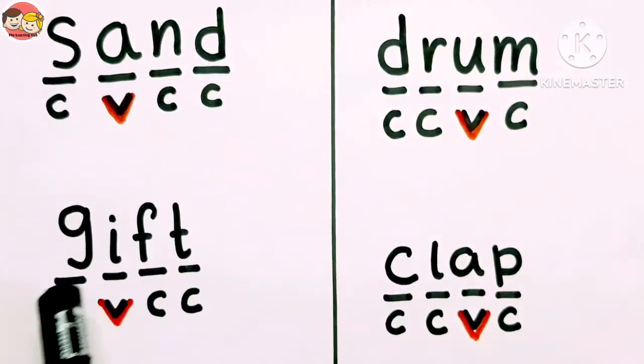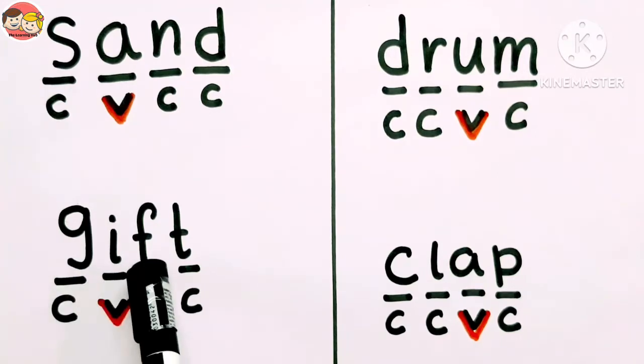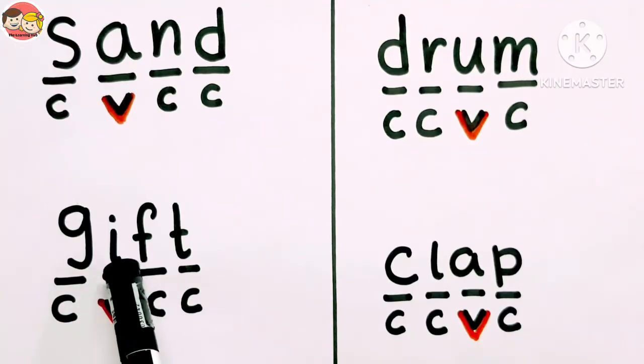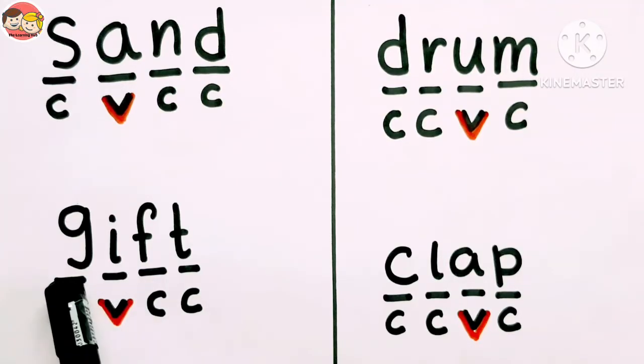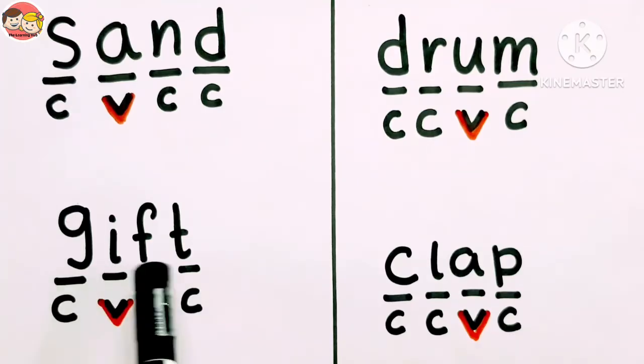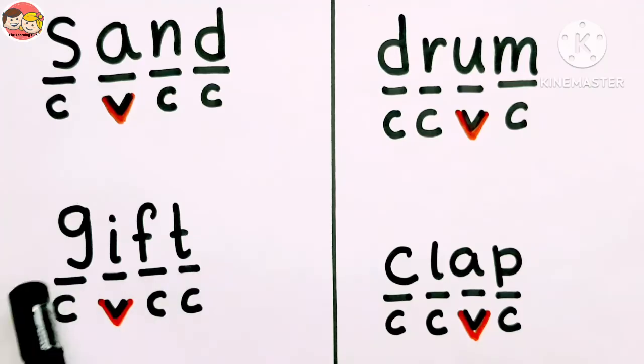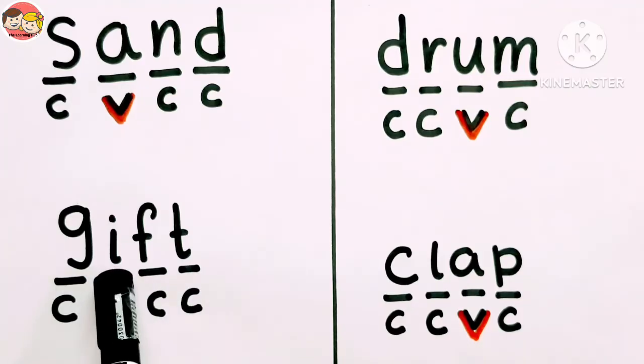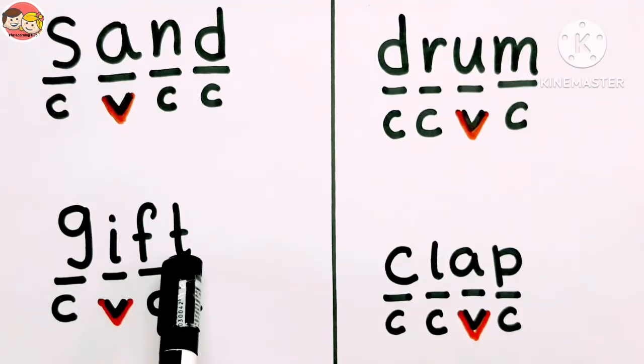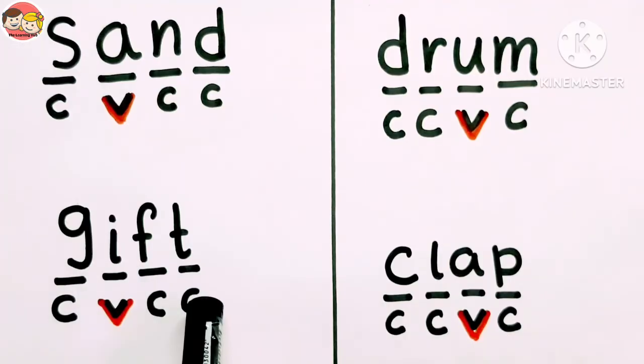One more example. GIFT. This one is also a CVCC word. Only one vowel, that is I. So the sound is going to be short. G, I, F, T, gift.